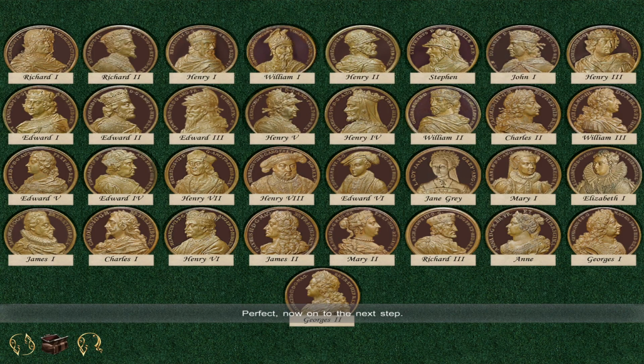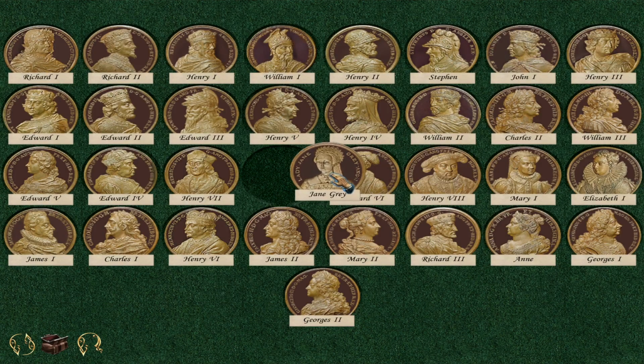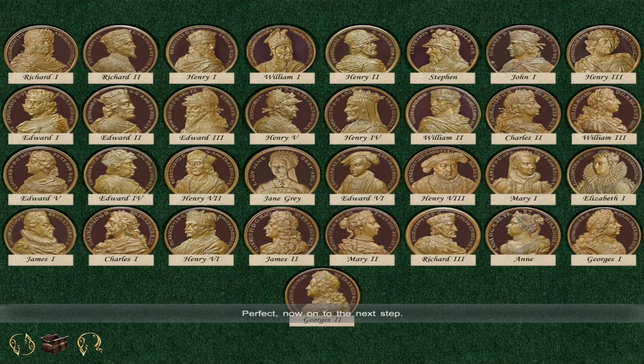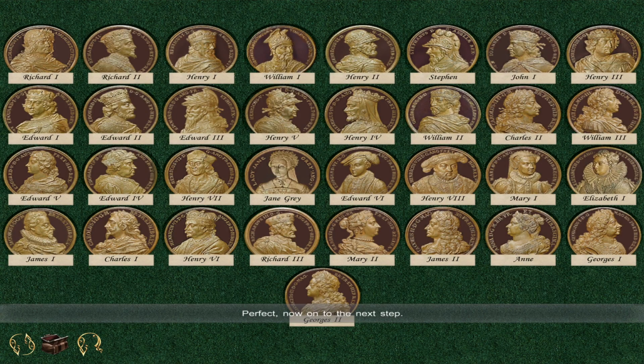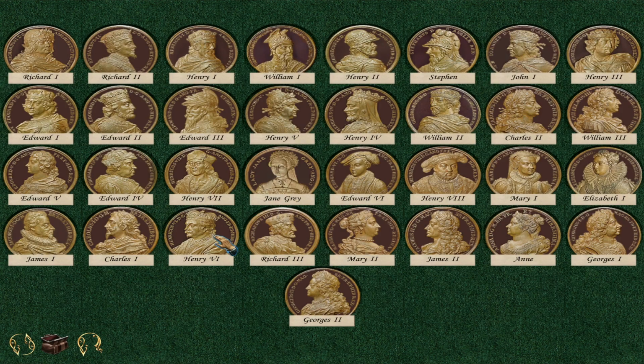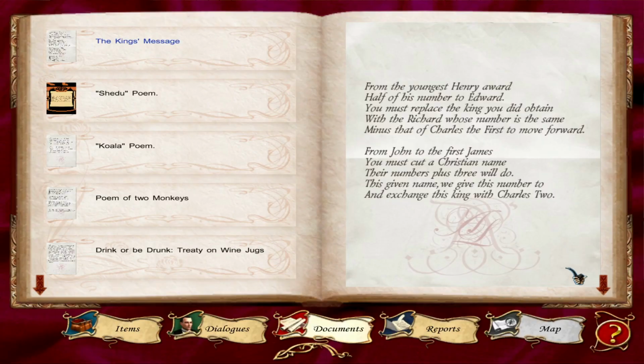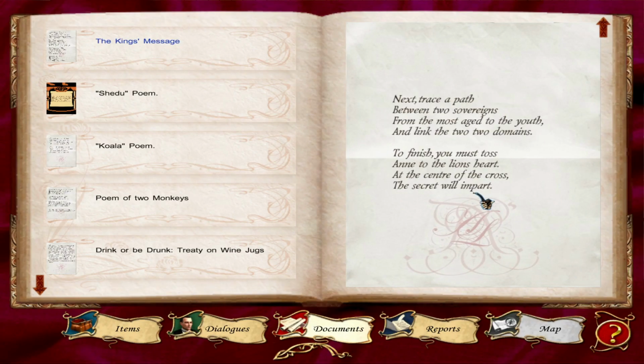Perfect. Now on to the next step. Lupin, you asshole. Perfect. Now on to the next step. Well, I'm at least glad, although it is repetitive, I'm glad Holmes is actually telling us when we're getting it right. All right. Oh my god.